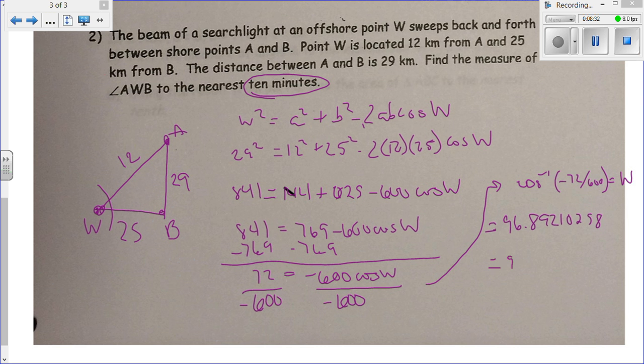So that's 96 degrees, 53 minutes. And since it says to the nearest 10 minutes, 53 minutes is closer to 50. So it's 96 degrees, 50 minutes. I know that I round down to 50 because 53 is closer to 50 than it is to 60. So that is my final answer.